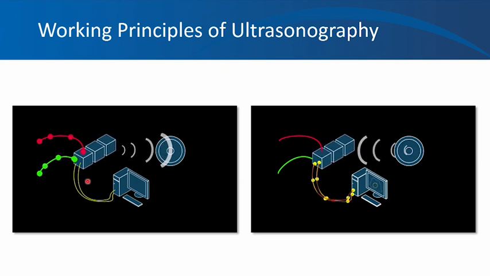The first picture here shows that application of an electrical field to these piezoelectric crystals in the probe generates ultrasound waves. And these ultrasound waves go and hit the target organ. Now the target organ creates echoes, and the resultant echo will now make these crystals generate electrical impulses, which are converted into image format by the ultrasound machine.